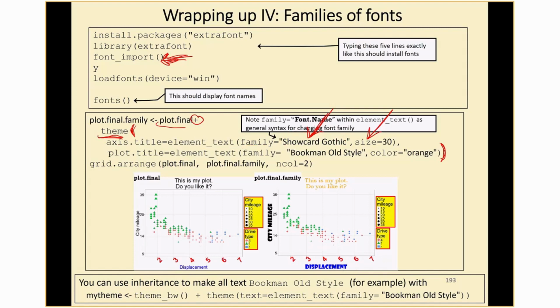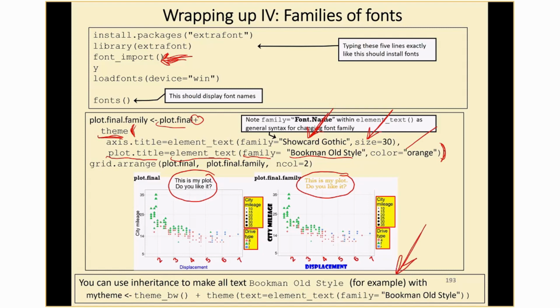And now I've identified the plot title, its text. I use element_text. I've said I want the family to be equal to Bookman Old Style, and I've also changed the color to be equal to orange. So initially, there's my plot title with Helvetica, and now my plot title is Bookman Old Style, and it's orange in color.